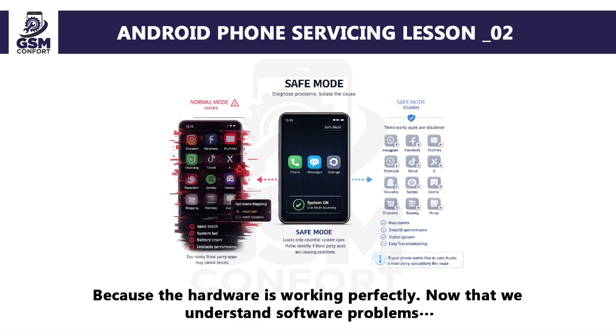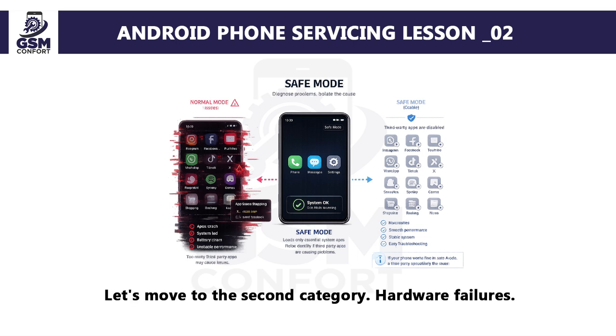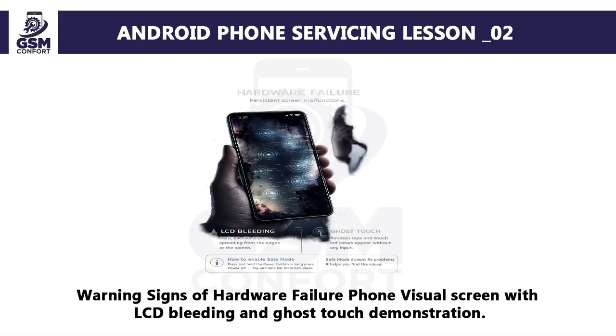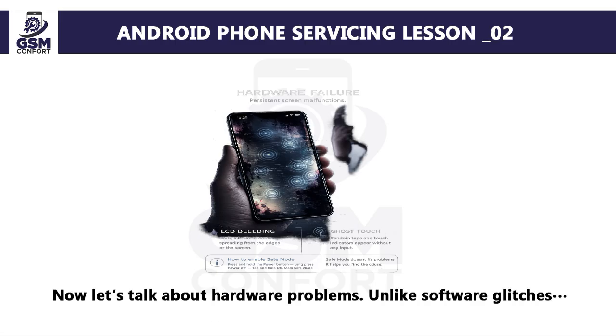Now that we understand software problems, let's move to the second category, hardware failures. Warning signs of hardware failure. Visual screen with LCD bleeding and ghost touch demonstration.